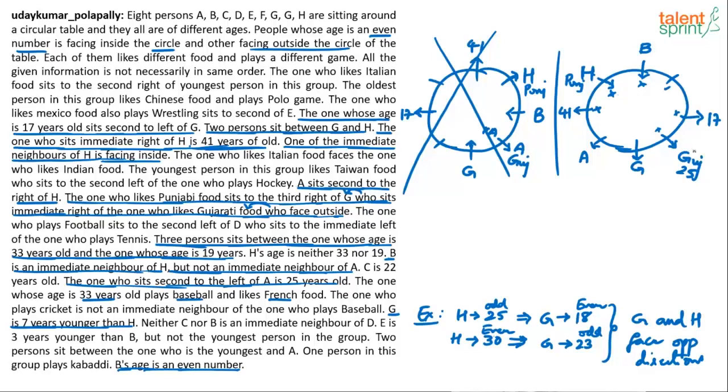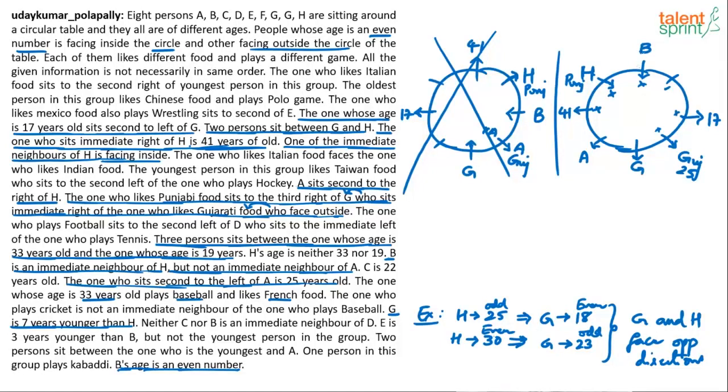So they cannot take these two opposite positions. Either B and G will be 33 and 19, or A and this person will be 33 and 19. And remember 33. B and G cannot be 33 and 19.